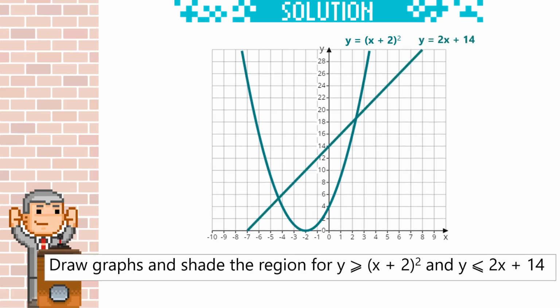The quadratic is the x plus 2 squared bit, and the inequality is saying that our region will be higher than that line because y is greater than or equal to it. The second inequality is saying that the region is below the 2x plus 14 line. We can now shade this region.